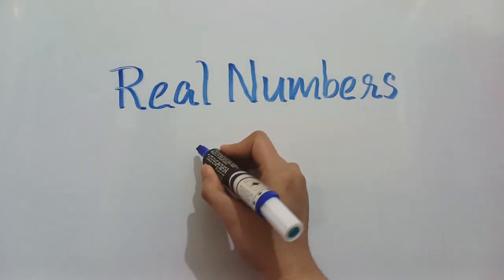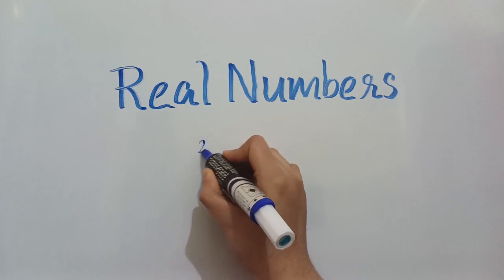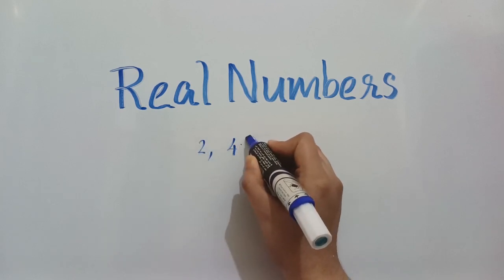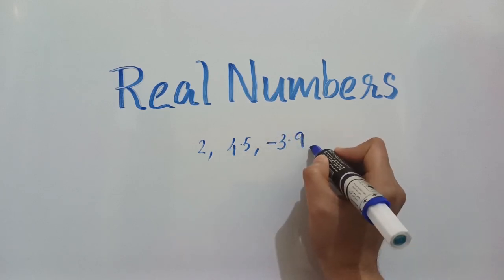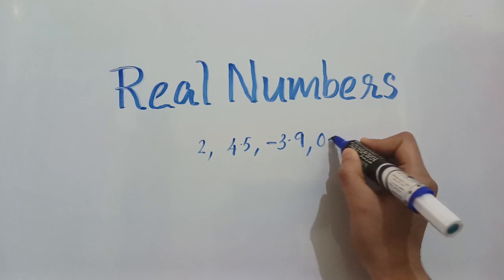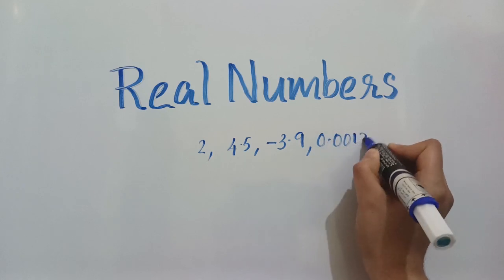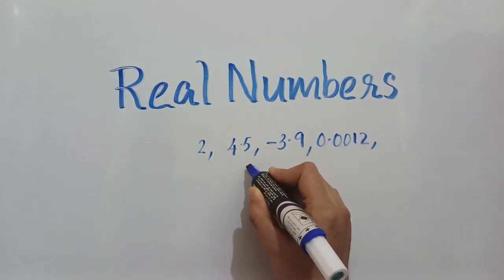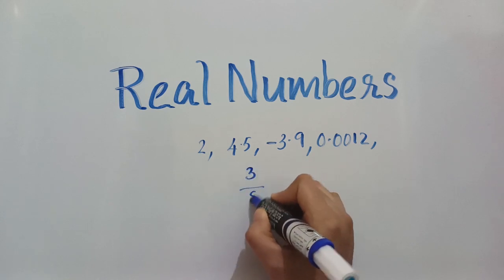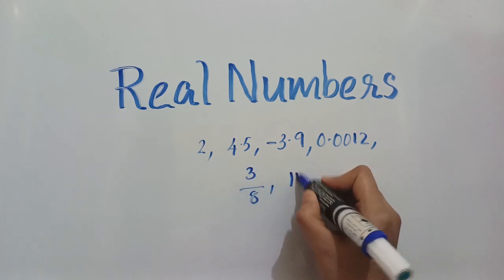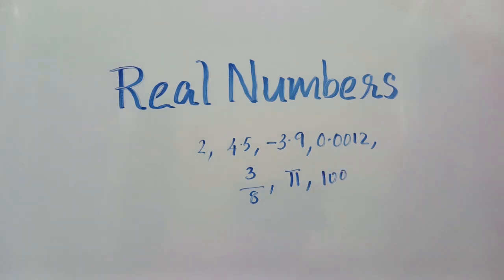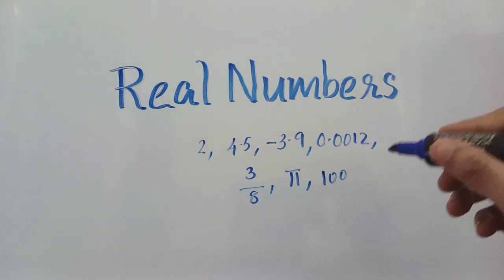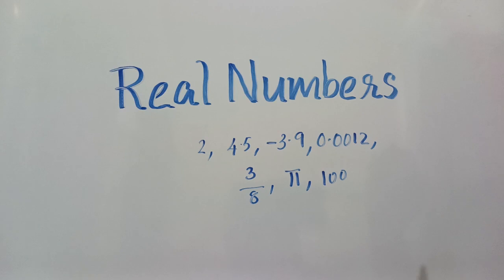I will show you some numbers like 2, 4.5, minus 3.9, 0.0012, 3 by 8, pi, 100, etc. This list of numbers are called real numbers.